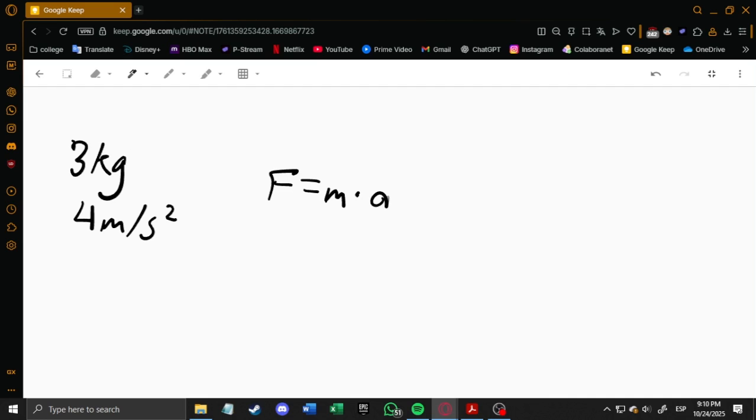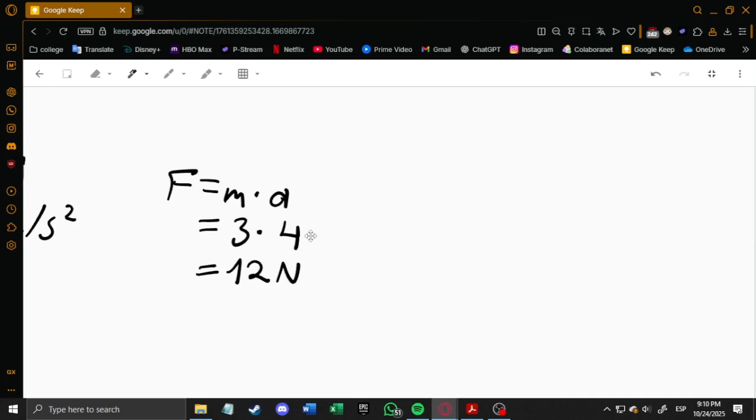So now I want to do a quick problem example. If a 3 kilogram object accelerates at a rate of 4 meters per second squared, what is the net force? So the formula would be force is equal to mass times acceleration, and the mass is 3 and the acceleration is 4, so the force would be equal to 12 newtons.